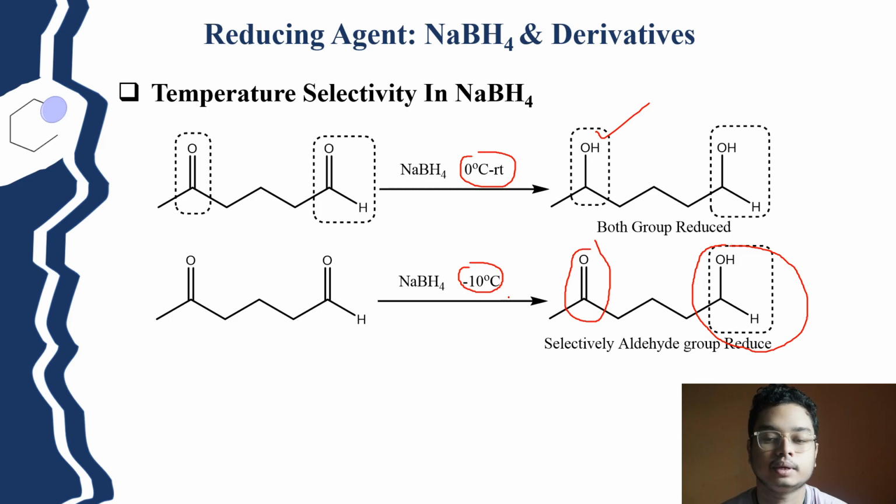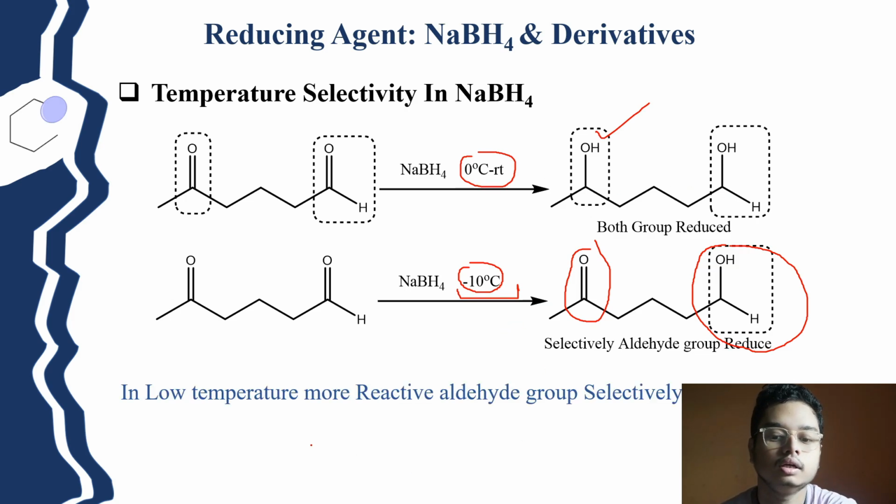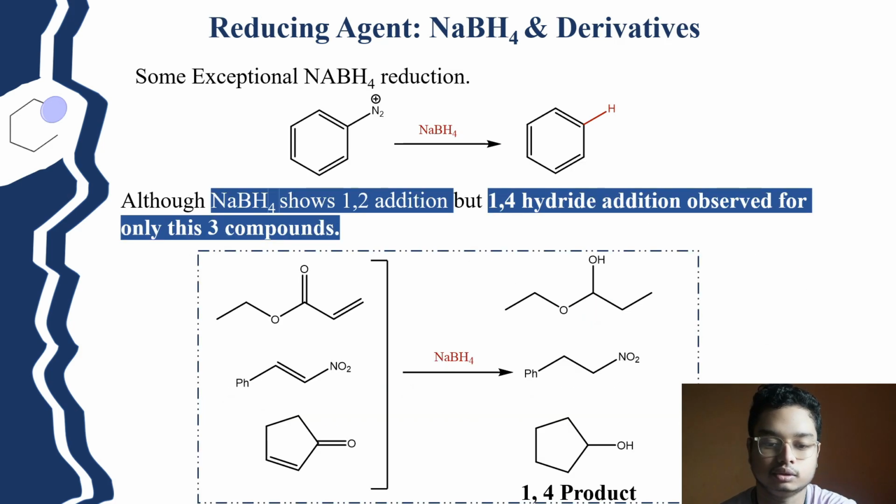This is because the aldehyde group is more reactive than the ketone group. Usually when we reduce the temperature, we increase the selectivity of the reaction. In the case of minus 10 degree temperature, only the aldehyde part gets reduced, but at 0 degree temperature or at higher temperature, like room temperature, both groups are reduced. In low temperature, the more reactive aldehyde group is selectively reduced.